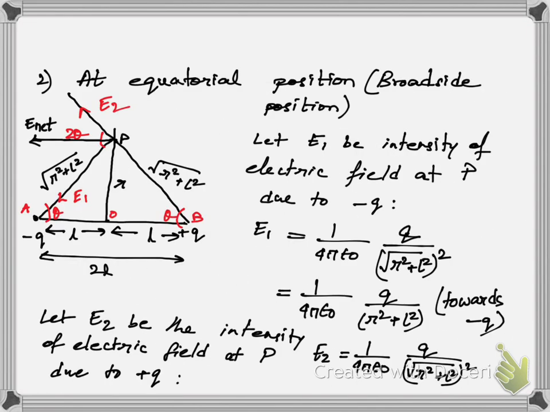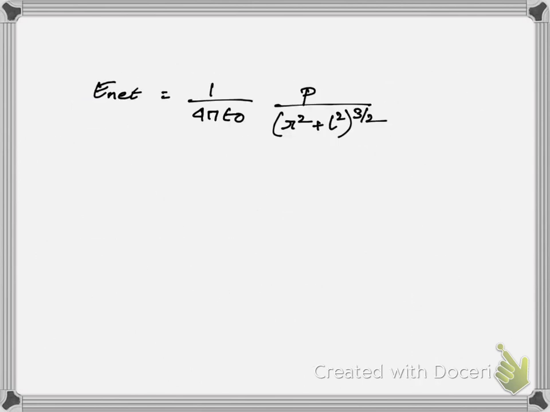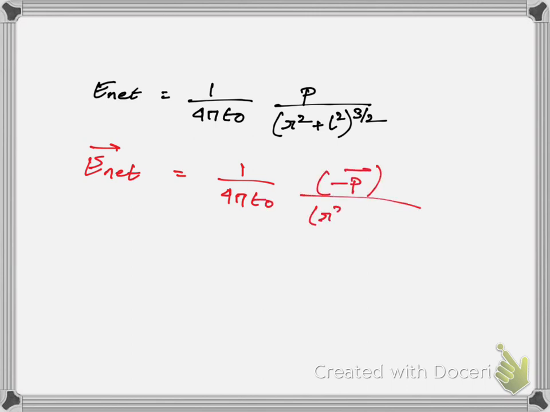Now, what will be the direction of our dipole moment? The dipole moment is always directed from negative to the positive charge, that is in this direction, and the E net given in the diagram is actually opposite to our dipole moment. So vectorially, E net shall be written as 1 by 4 pi epsilon naught times minus P vector, because they are in opposite directions.